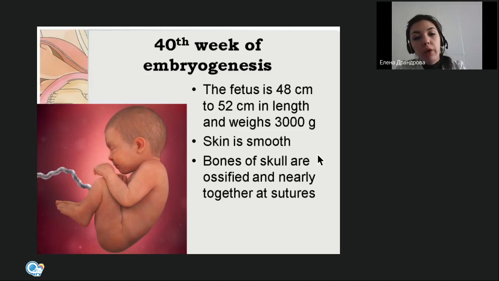And the bones of the skull are ossified and nearly together at the sutures. With the general medicine groups, we also were at the museum, and we saw skulls of the newborn, and we saw there that bones are connected not only by means of sutures, but also by means of fontanelles. These are connective tissue membranes, and they are necessary for the fetuses because, as we can see in this picture, the head is the largest part of the body of the fetus. And during labor, during childbirth, the head can get stuck in the female pelvis. That's why these fontanelles allow a slight movement of one bone around another bone in the skull, and it facilitates movement of the fetus, the exit of the fetus from the female pelvis.